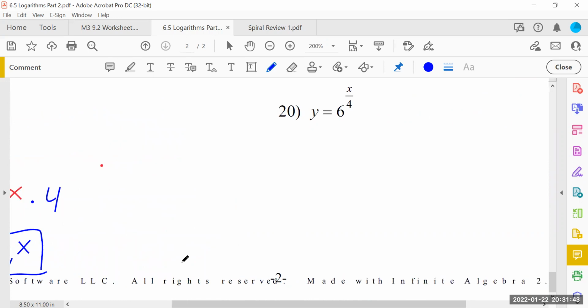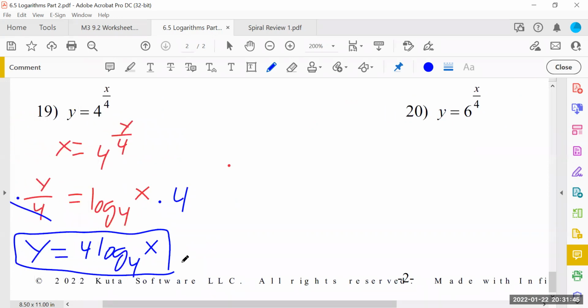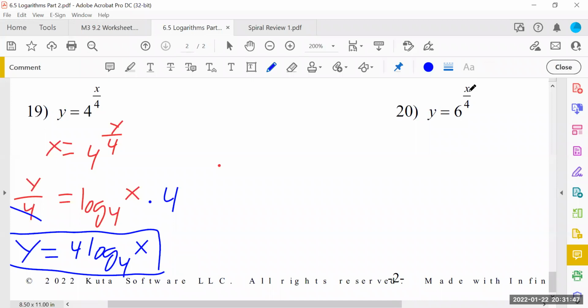And then this one you could probably guess just off of the last one. There's only one little change, but be careful because we've got a 4 and a 4 here and a 4 and a 6 here. Make sure you know which 4 that 6 replaced. So if we actually work this one all the way out, swap the x's and y's.